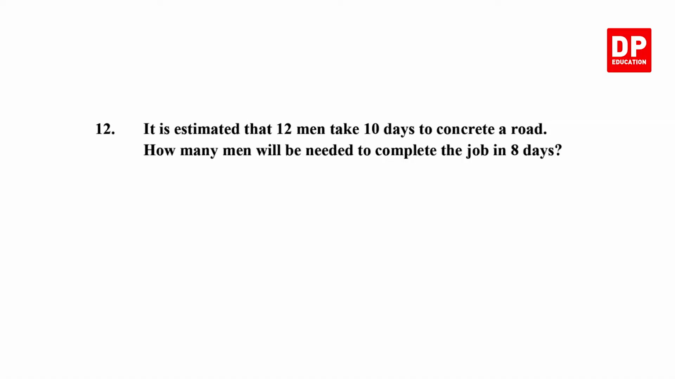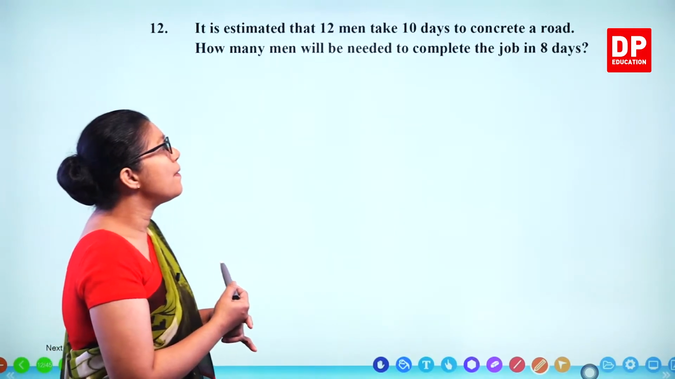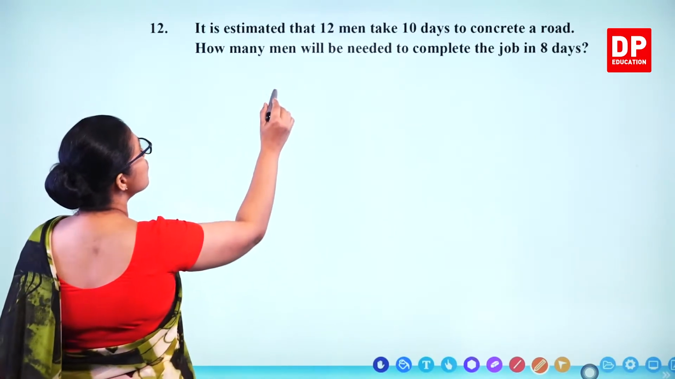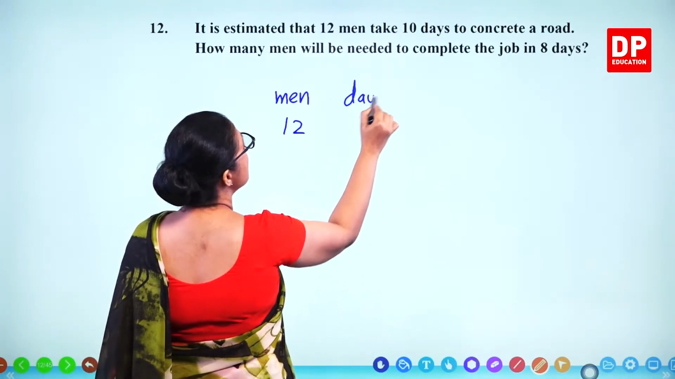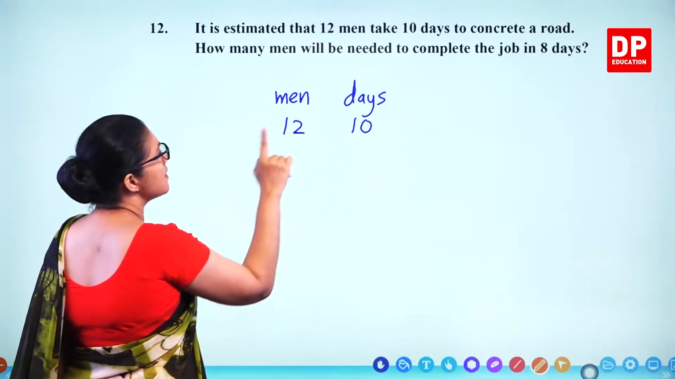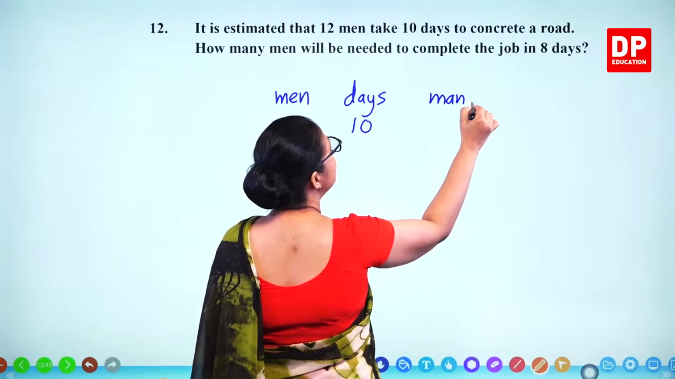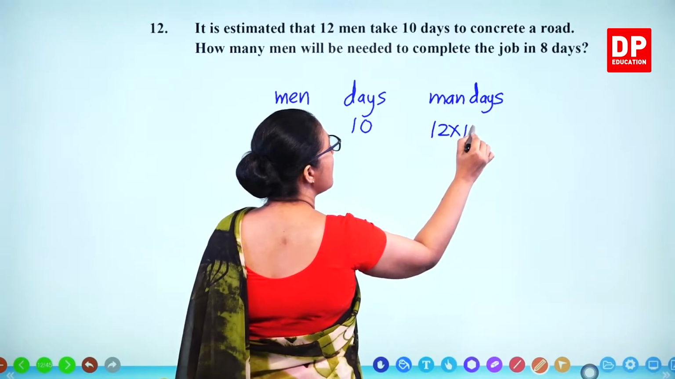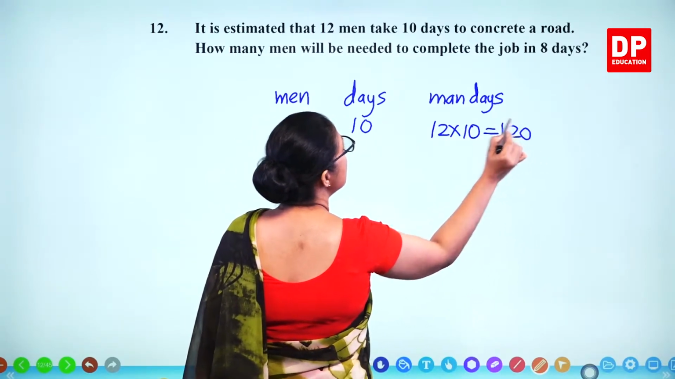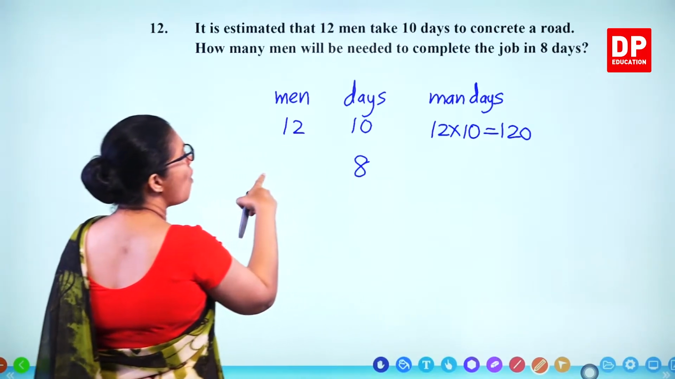Question number 12. It is estimated that 12 men take 10 days to concrete a road. How many men will be needed to complete the job in 8 days? So how many men? 12 men take 10 days to complete the work. So how many man days needed? 12 into 10, that's 120 man days needed. But to complete the work within 8 days, how many men needed?